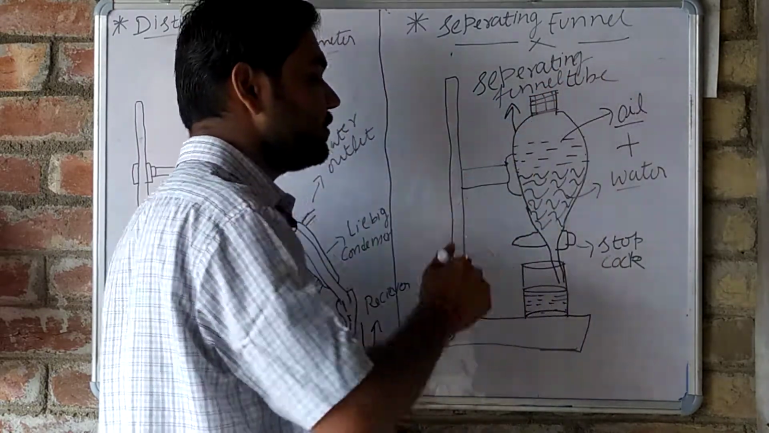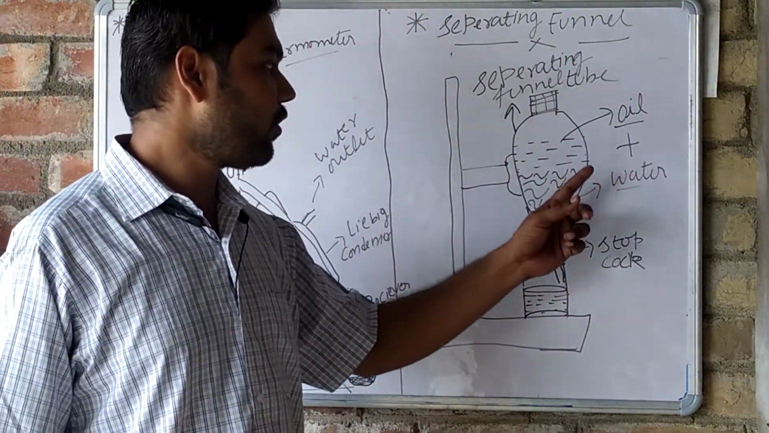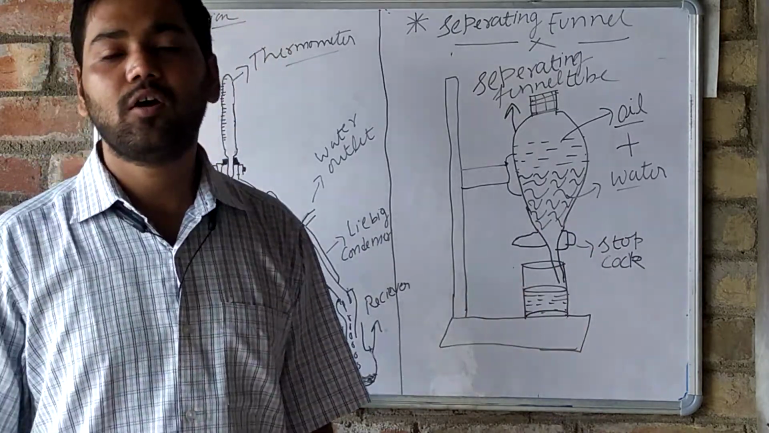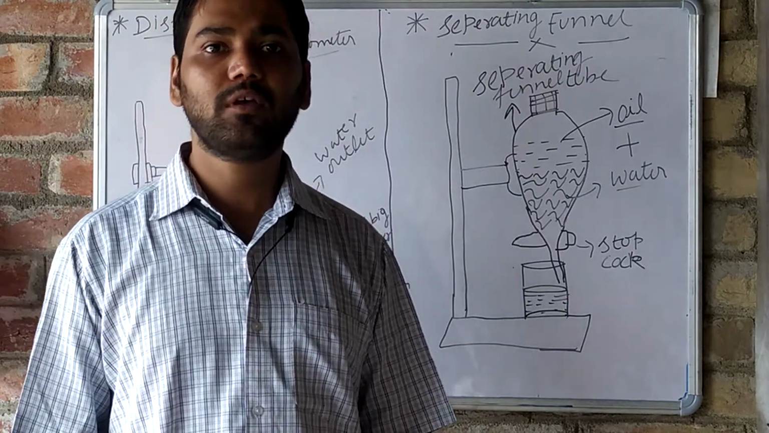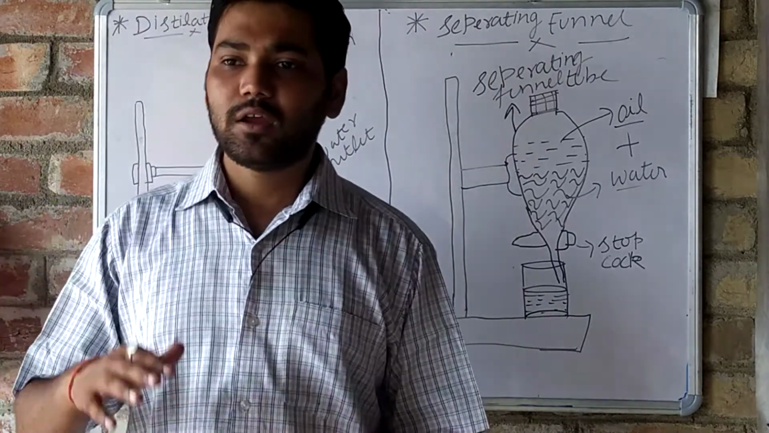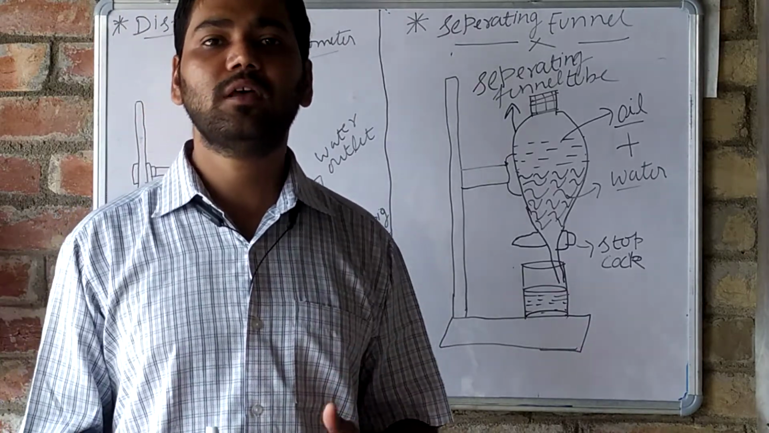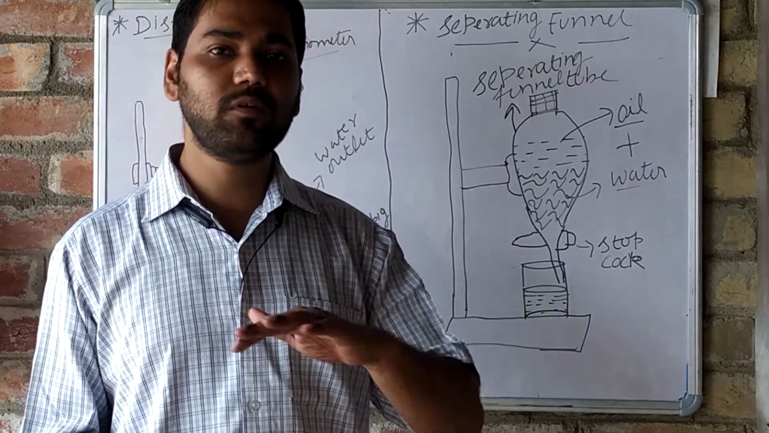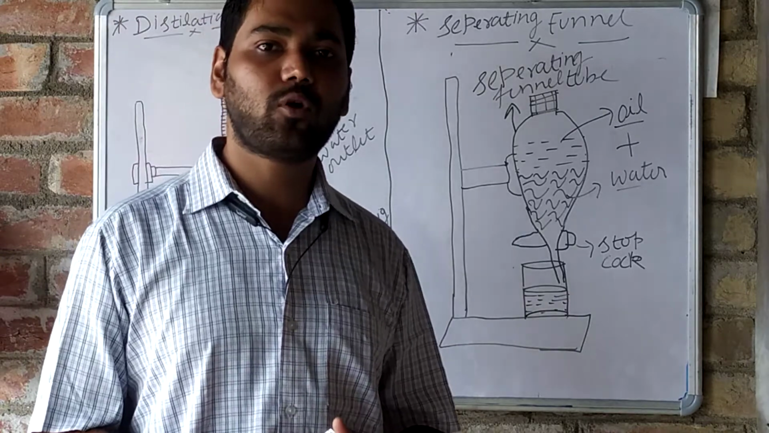So this is a separating funnel tube. We will have a mixture of oil and water in this separating funnel. We know that oil does not mix with water. Water is heavier, so it will remain at the bottom of the container, and oil is lighter than water, so it will float on its top surface.